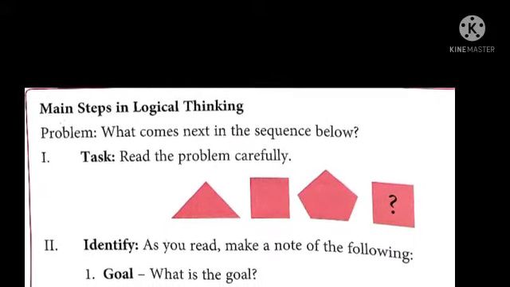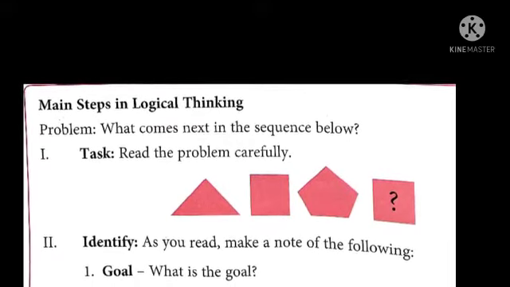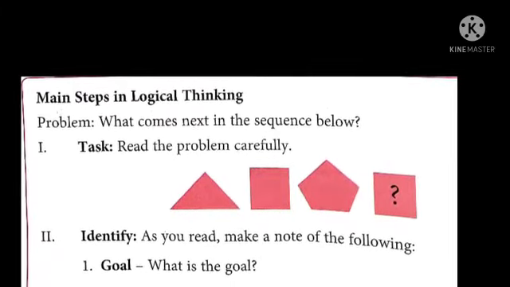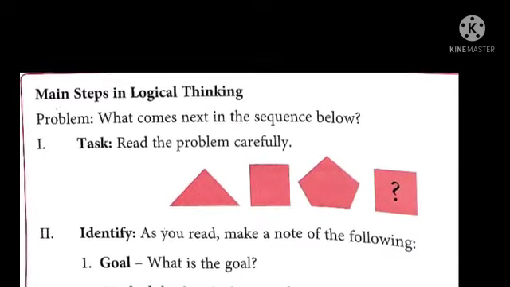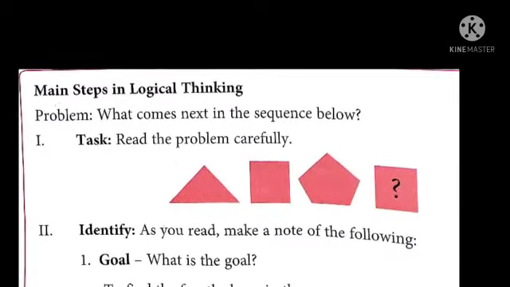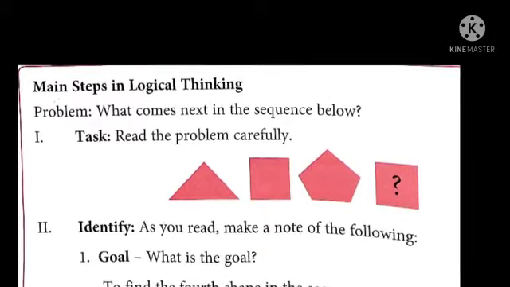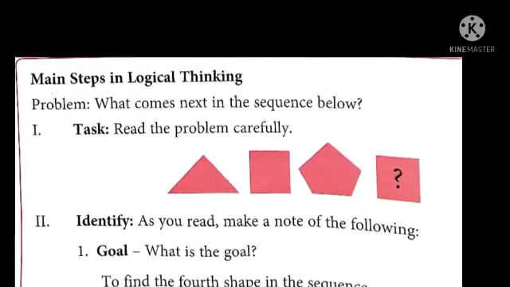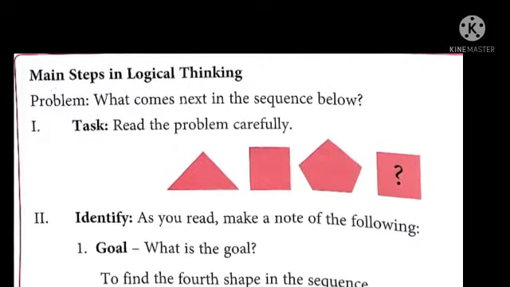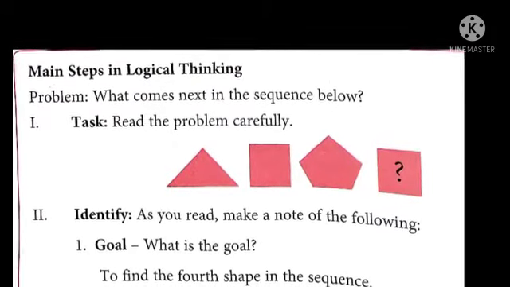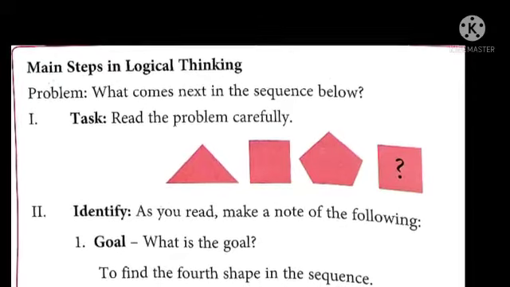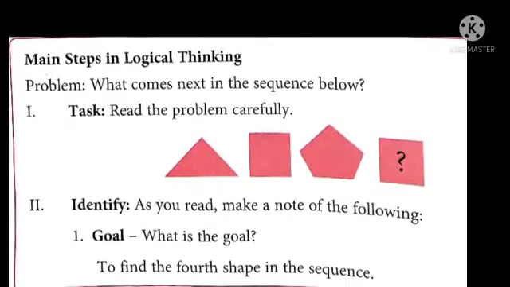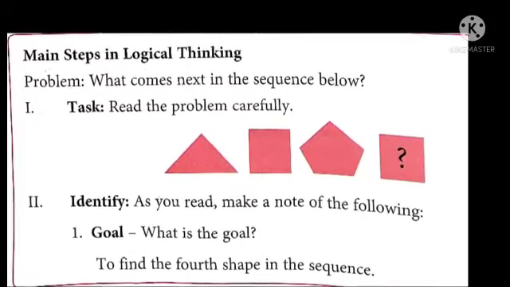Now it's time to solve the given problem. Here, as you see the rule or the condition, every shape is going to increase by 1 side in the next shape. So the last shape has 5 sides, so you are going to add one more side, then you will get 6 sides. So the 6-sided figure is the next figure which you have to identify.